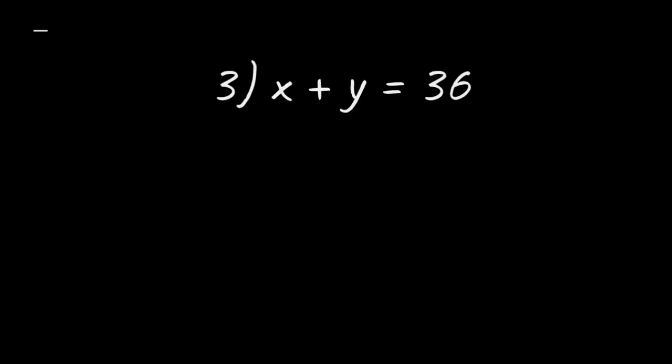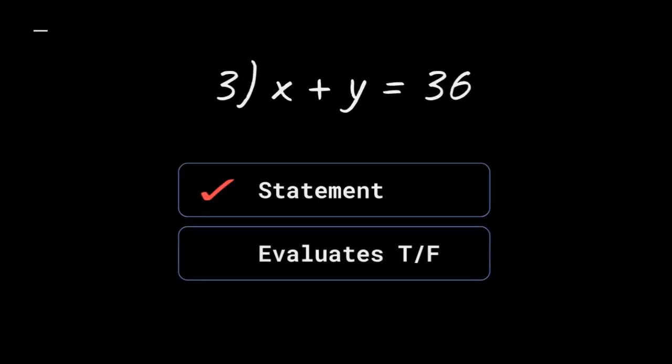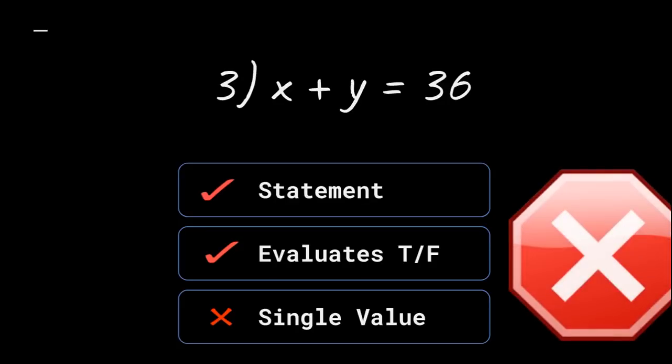Next, x plus y equals 36. Is that a statement? Yes. Does it evaluate true or false? Yes. Either x plus y is 36 or x plus y isn't 36, but it doesn't have a single value. Depending on the values of x and y, it could be true or false. So, this is not a proposition.